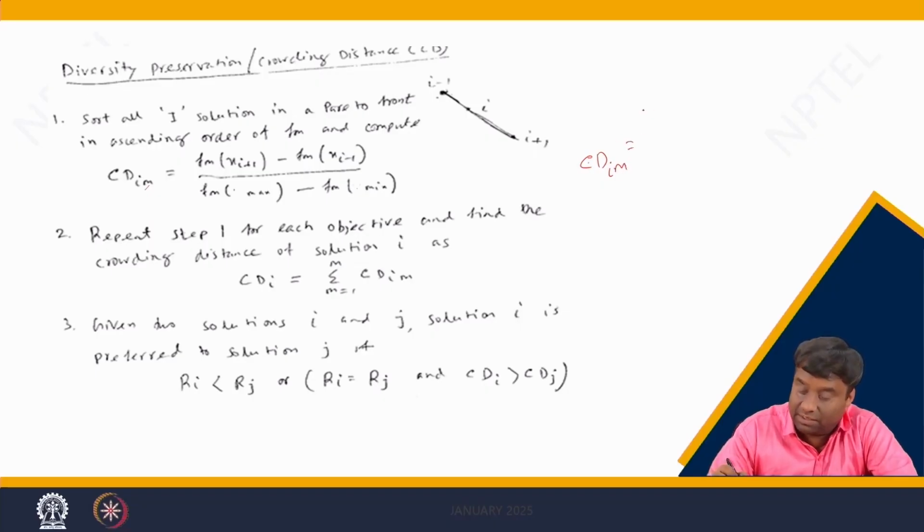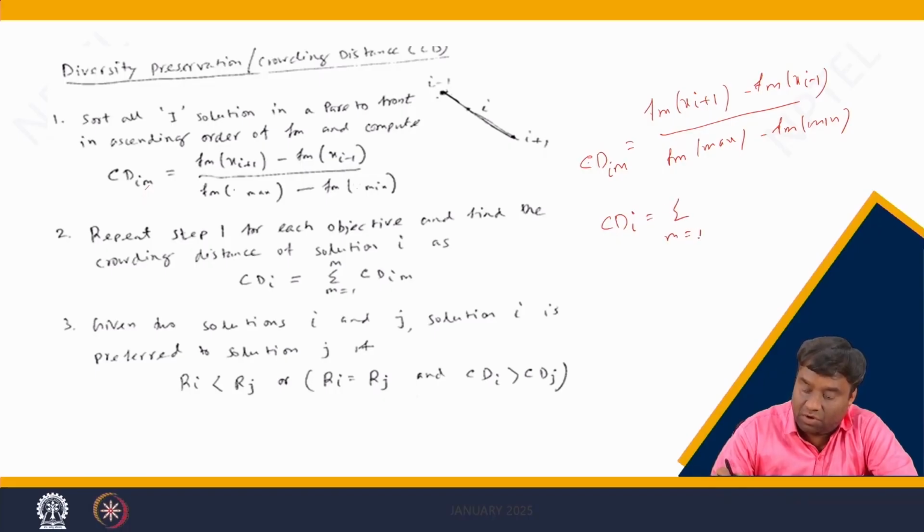The formula is that for FM we need to sort, then take FM of x(i+1) minus FM of x(i-1), divided by the maximum value of FM minus the minimum value of FM, and this is for one objective. There are M objectives. Then the crowd distance of point I is the summation for m equals 1 to M of the crowd distance CDIM. For example, with two functions, CDA equals CDA F1 plus CDA F2, like that.